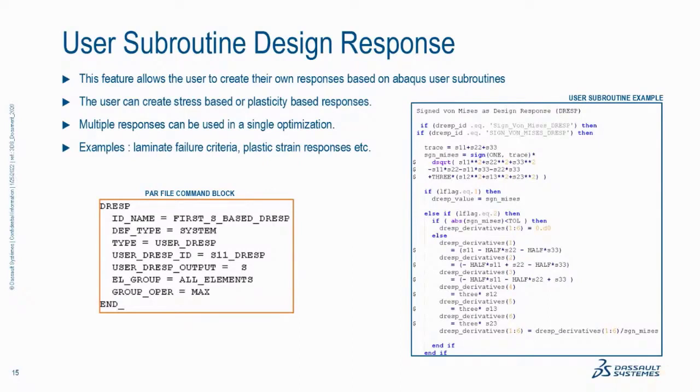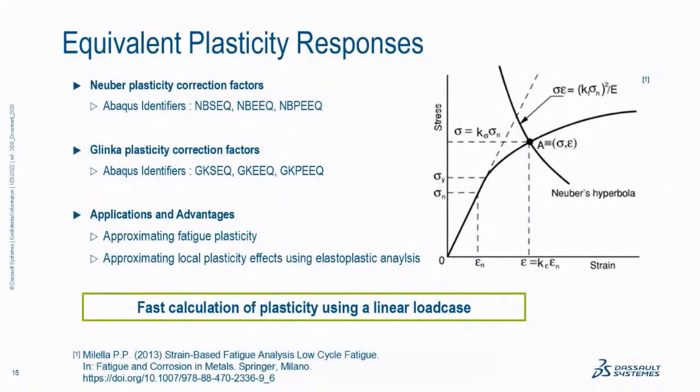And there can be multiple of these. Previously, we had the restriction that there could be only one user design response at a time, and only stress type was supported. Now we support stress and plastic strain both.